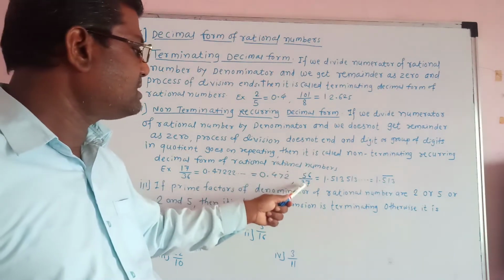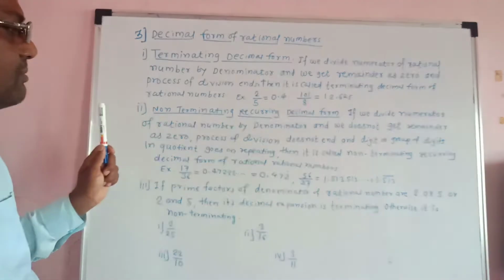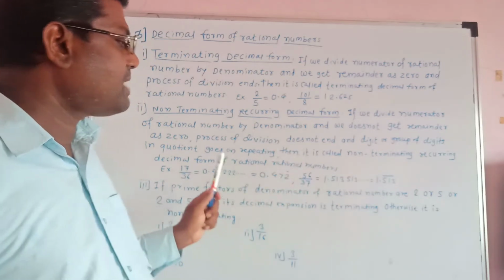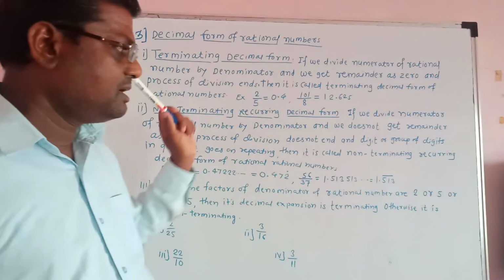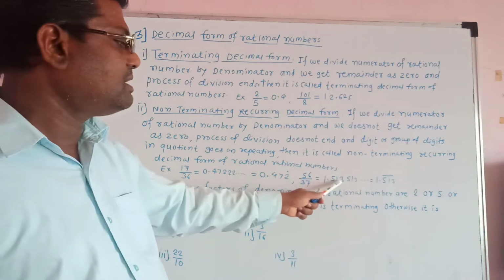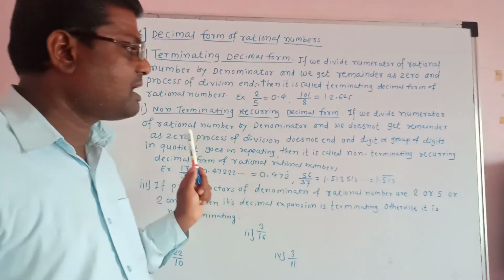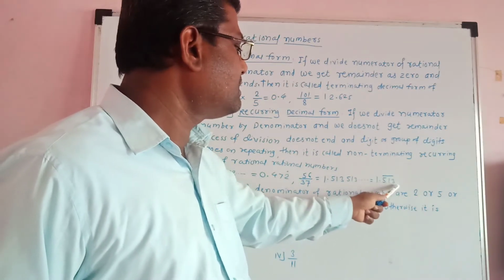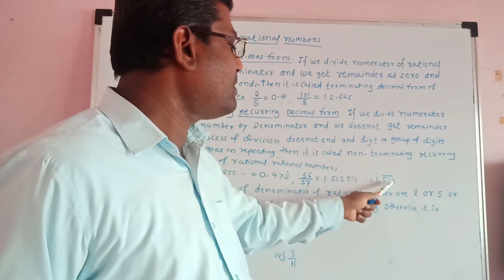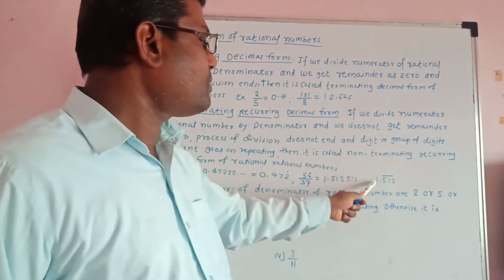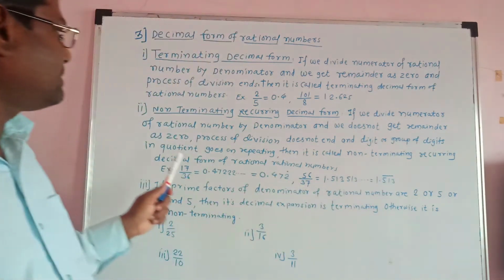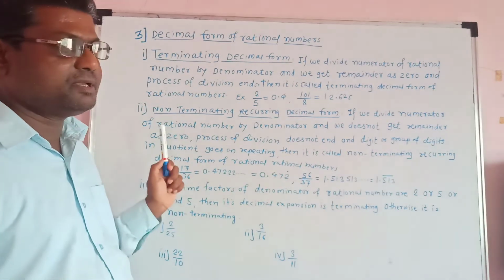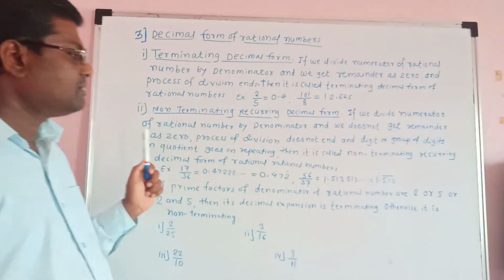For example, 56 upon 37 is a rational number. If we divide 56 by 37, we get 1.513513 and so on. Here 513 goes on repeating. The digits are recurring digits, and we write a bar on the 513. So we read 1.513 bar here. So 1.513 bar is the non-terminating recurring decimal form of the rational number 56 upon 37.